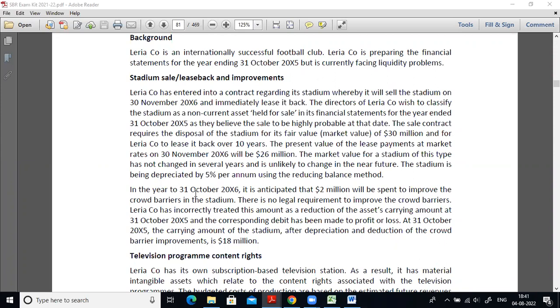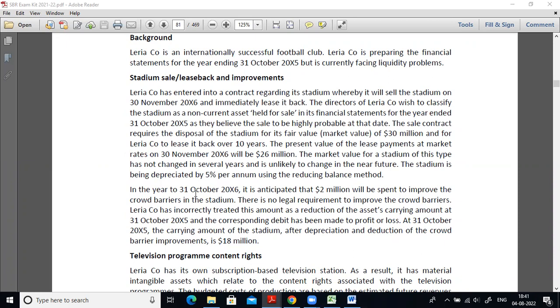And the company has incorrectly treated this amount as a reduction of the asset's carrying amount at 31st October 2005, and the corresponding debit has been made to profit or loss. Now at 31st October 2005, the carrying amount of the stadium after deducting depreciation is 18 million.